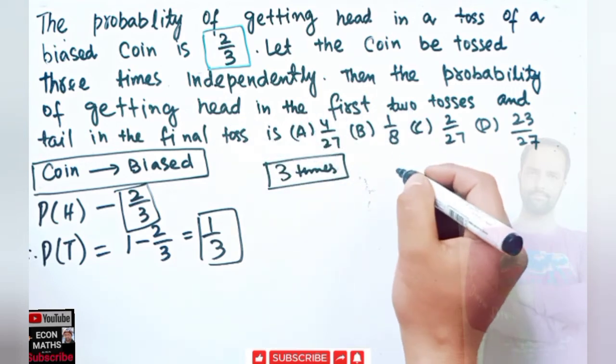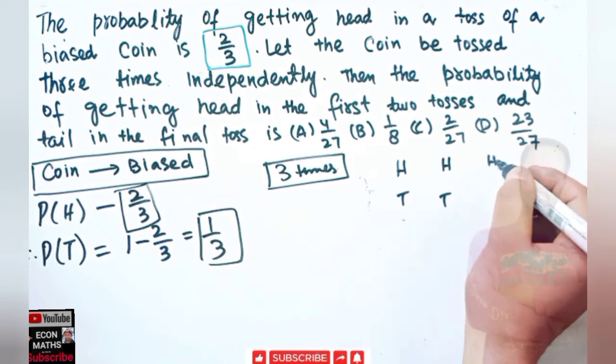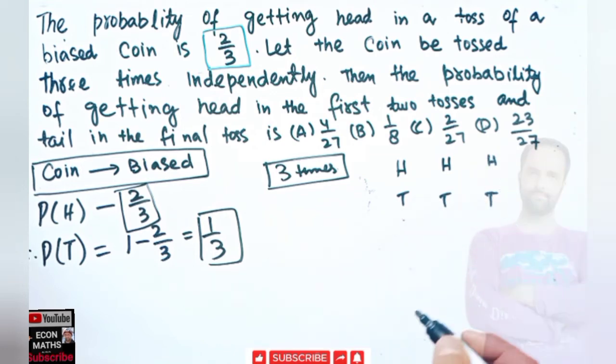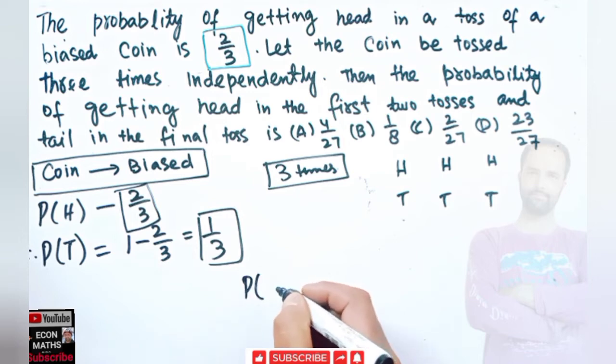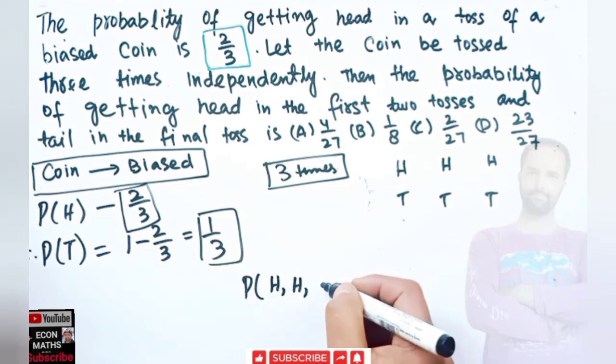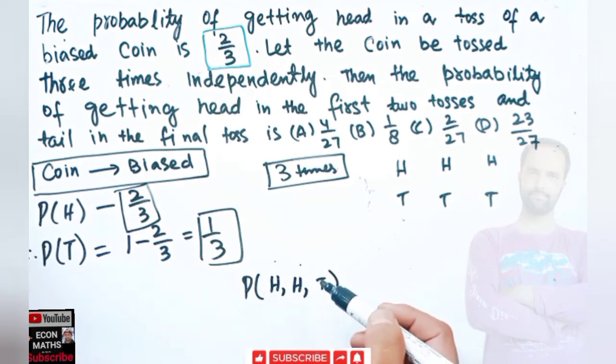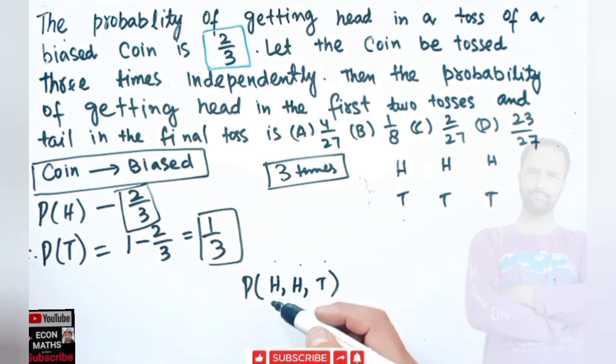Okay, so let us say if we have head, head, tail. We are being told what is the probability that we get head, head and tail. That means we get head in the first toss, head in the second toss, and tail in the last toss. So what is the probability?